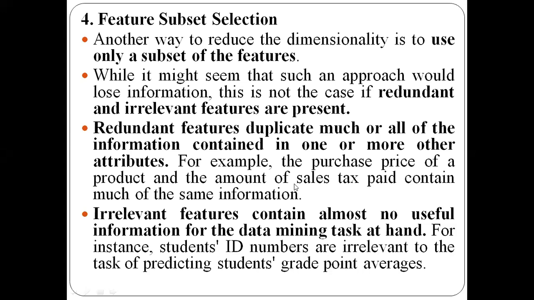See, both the attributes will have the same information. Even in the purchase price, the tax which you will be paying will be mentioned there. So the purchase price and the amount of sales tax which you are paying are redundant here. They convey the same information, so such attributes or data will not be required. I can remove such attributes using feature subset selection.